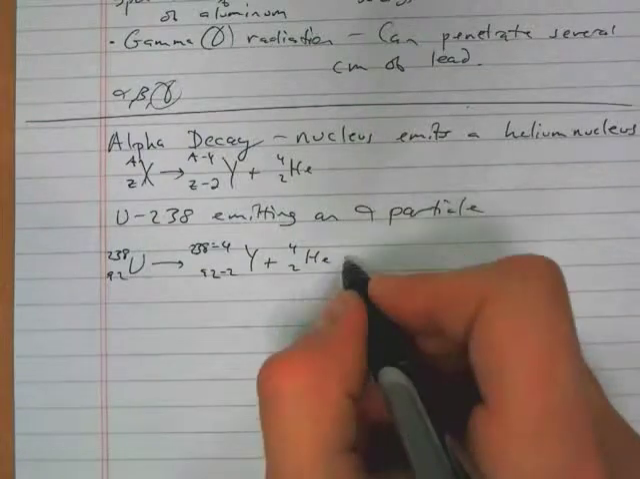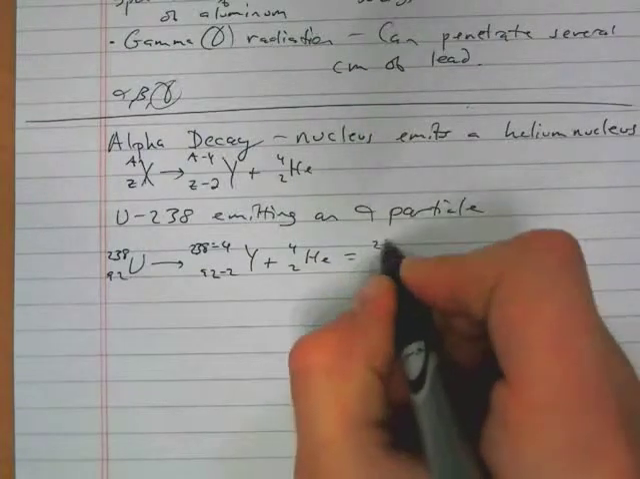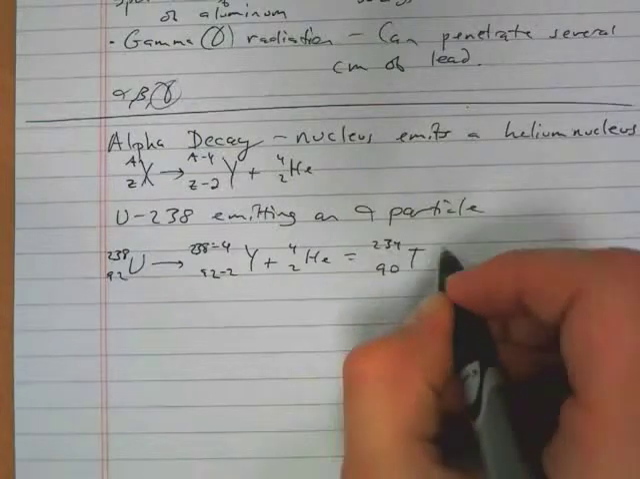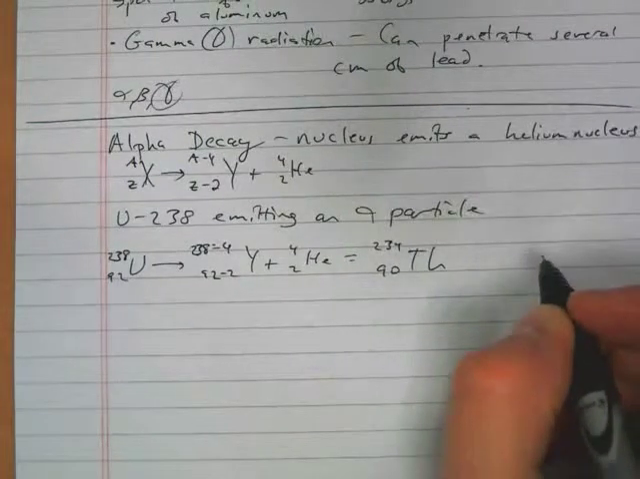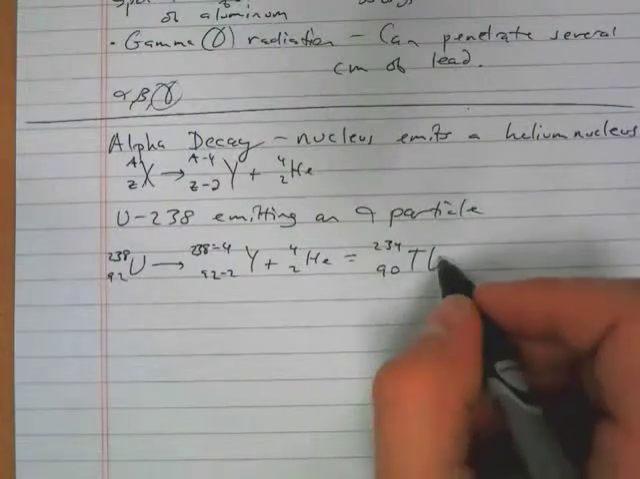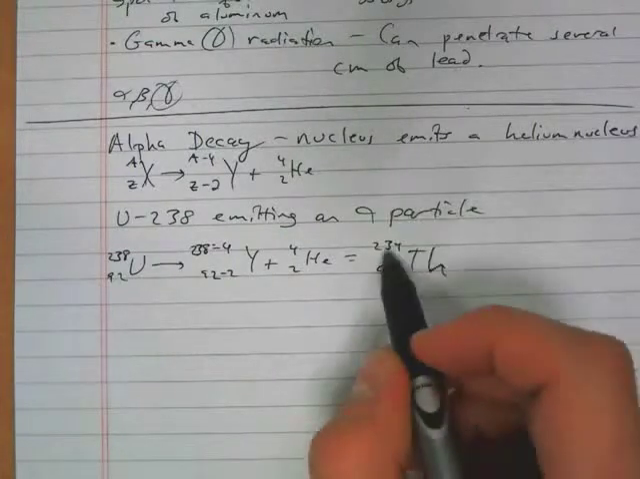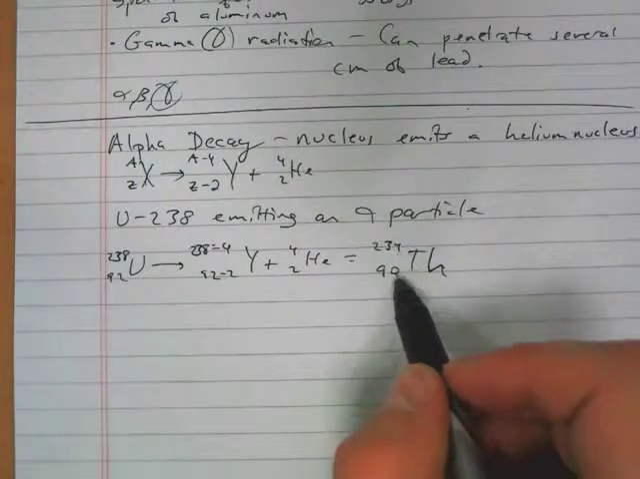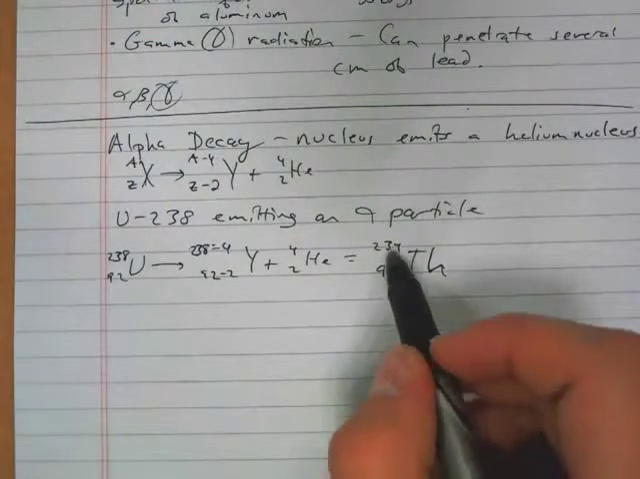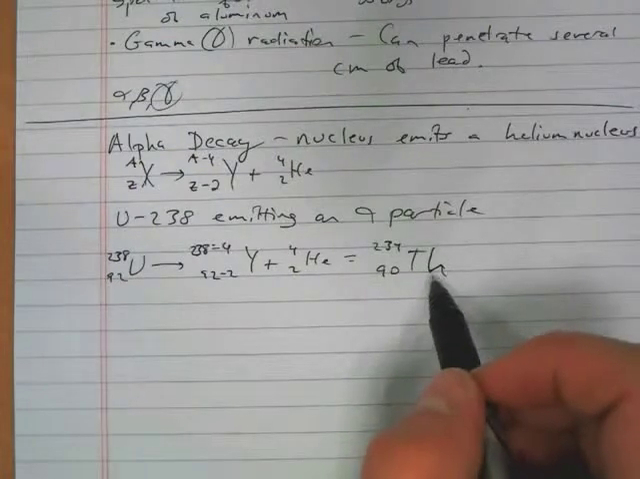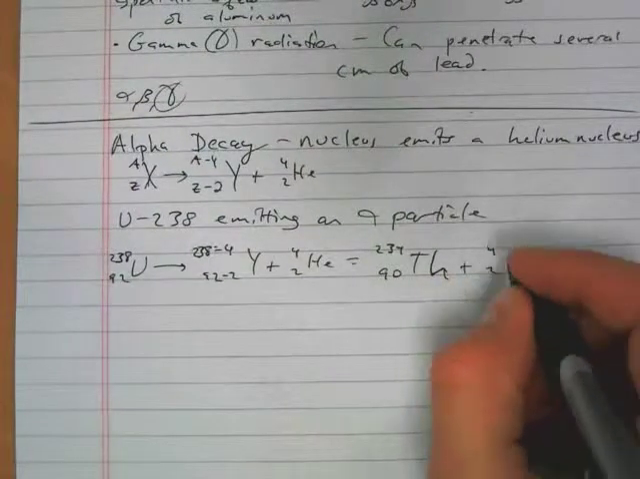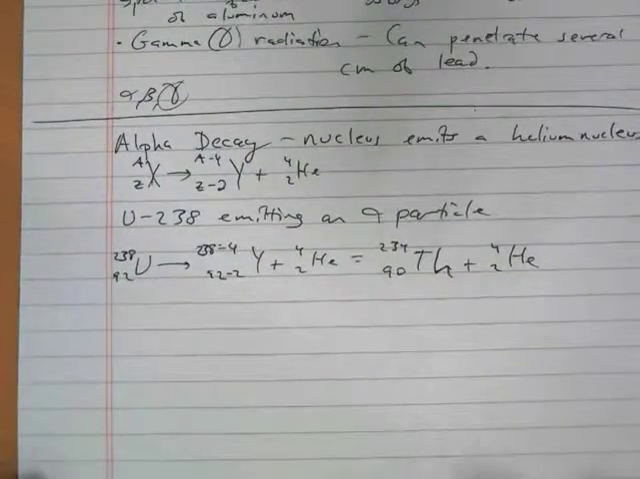And so we get a 234 and a 90. Atomic number 90 is thorium, Th. So we're looking at a thorium atom that has 90 protons and 234 minus 90 neutrons, so 144 neutrons, and then a helium nucleus.